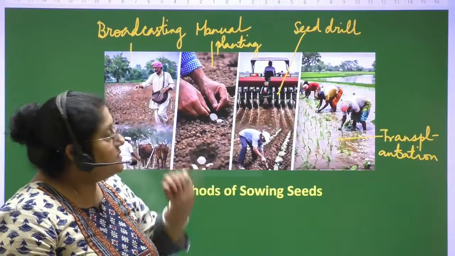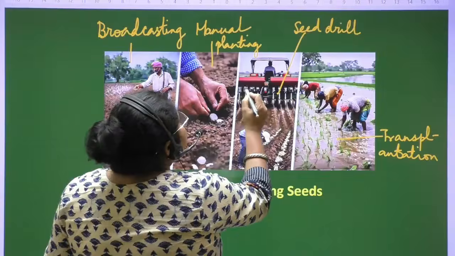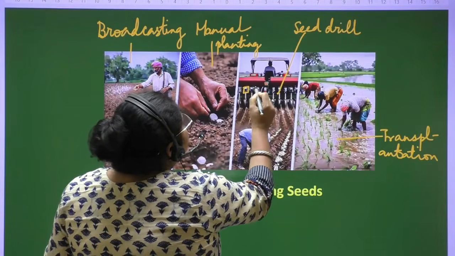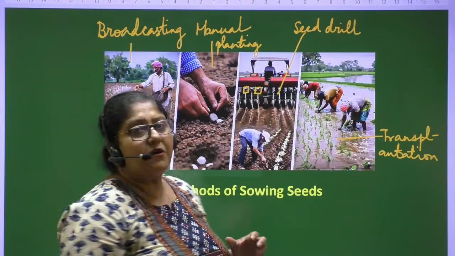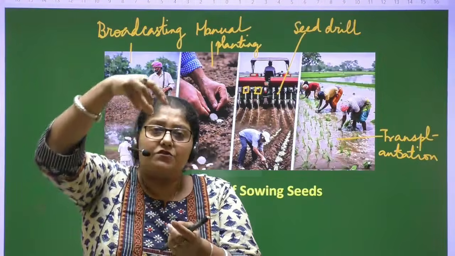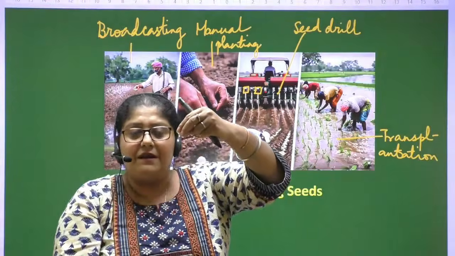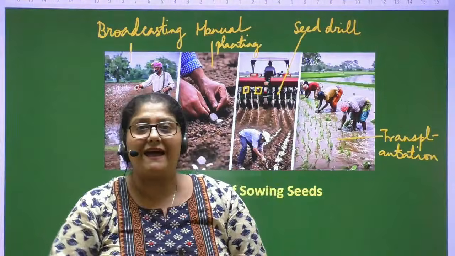Let us go to the third one. What is the third technique? Here you find that these compartments which you see over here, these blocks, are actually shaped like a funnel, right? Through these funnels you add seeds on the top, and through the funnel the seeds come out one at a time.